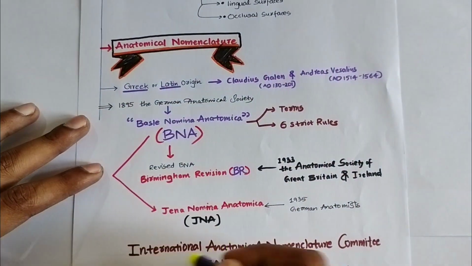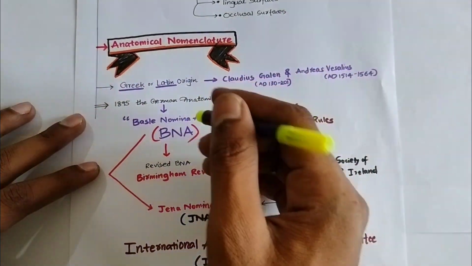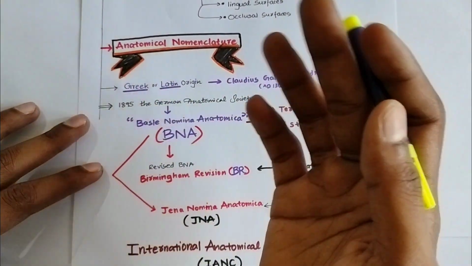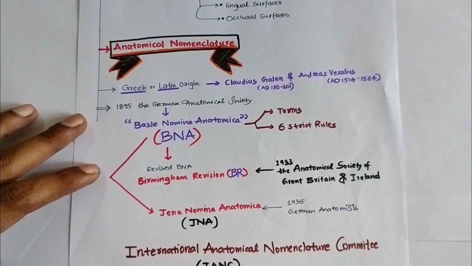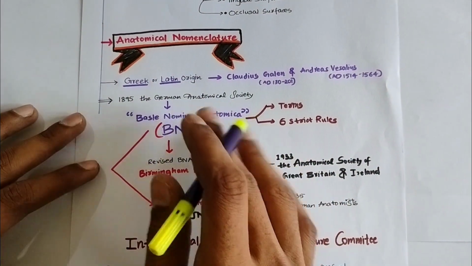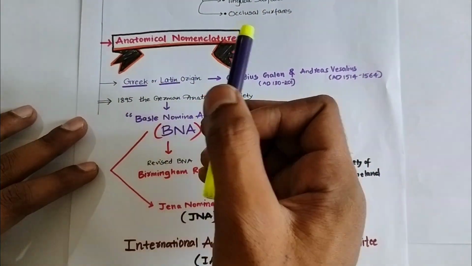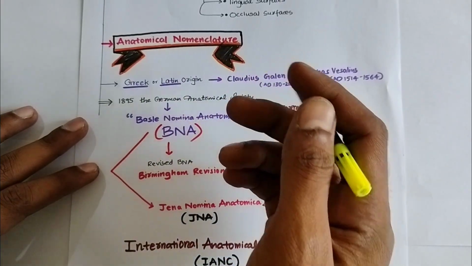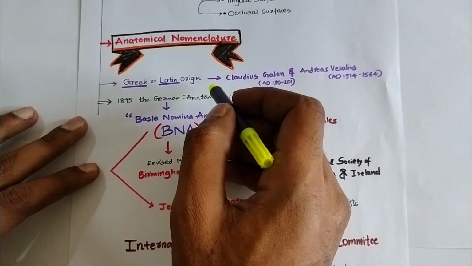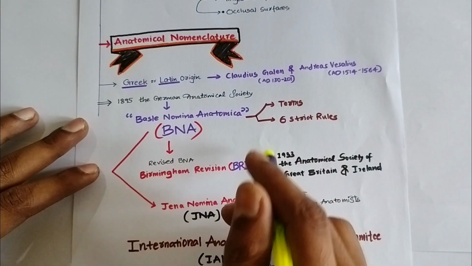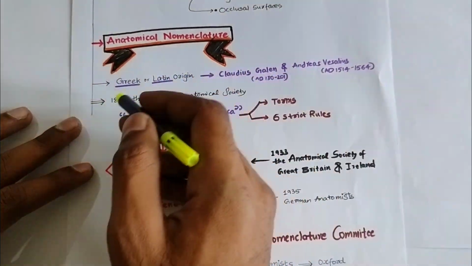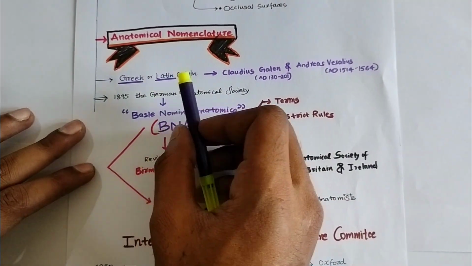How the nomenclature developed in due course of time, how adaptation changes took place. Most of the terms in anatomy and in medicine itself are of Greek or Latin origin. Professors used to say it's Greek and Latin language, that the whole of medicine is a Greek and Latin language.